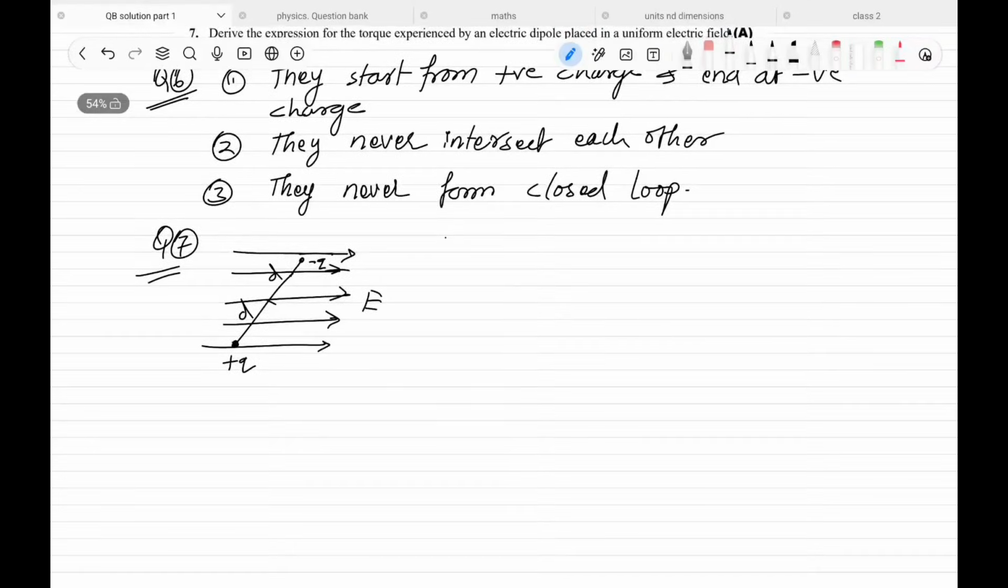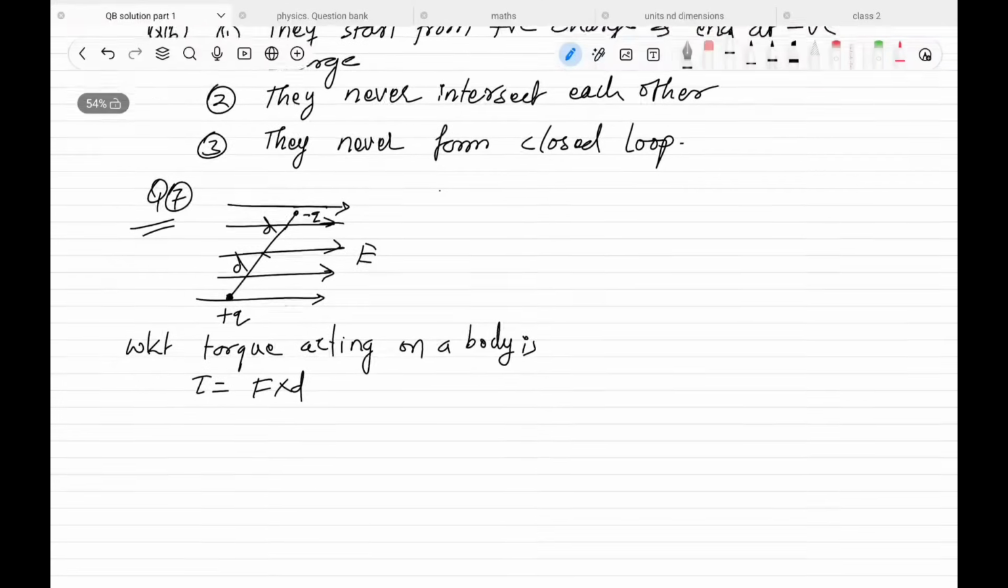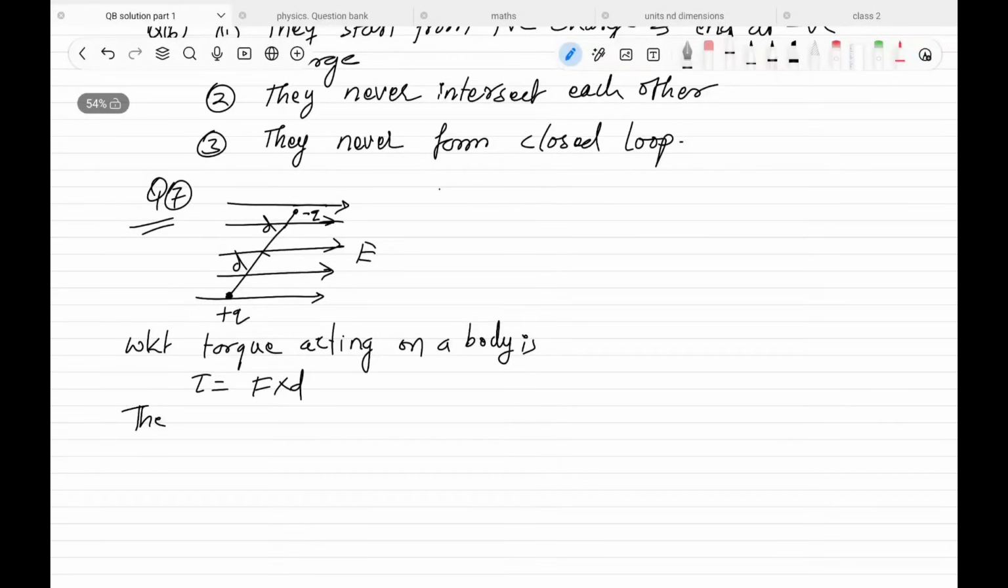Now we know that the torque acting on a body is tau equal to F cross d. What is torque? Force into the perpendicular distance from the axis of rotation. This is the formula of torque. The torque due to the plus q charge is tau equal to F cross d.